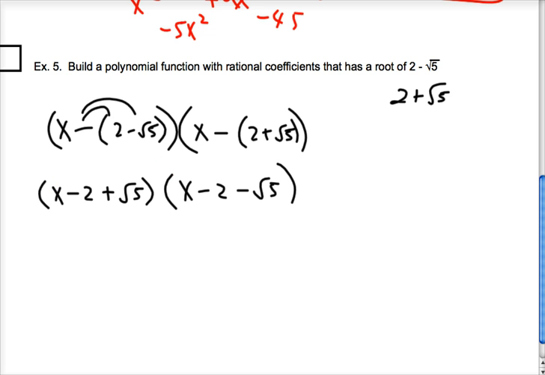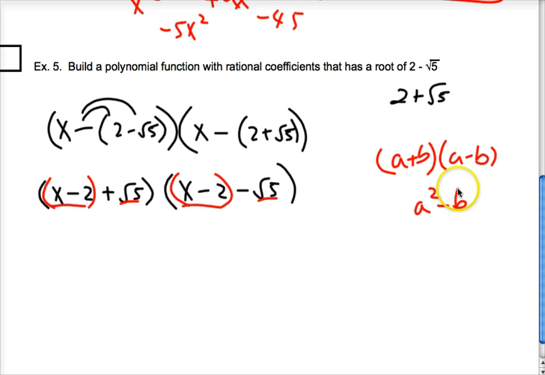Here it is. You could group the x minus 2 and the x minus 2. If I group the x minus 2, I have conjugates. I have the situation where I have a plus b times a minus b. In this case, what's a? Well, it's x minus 2. And what's b? It's square root 5. And when I do a plus b times a minus b, all that is a squared minus b squared.